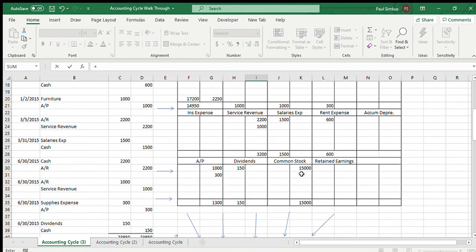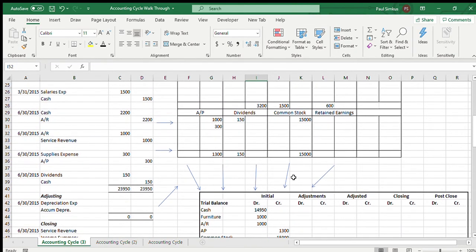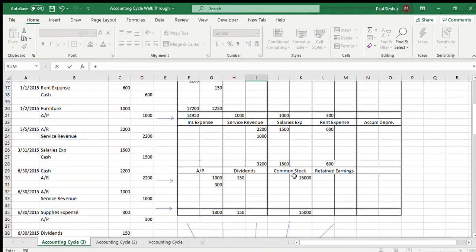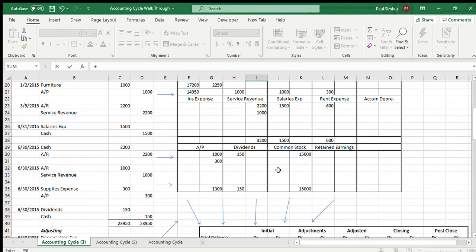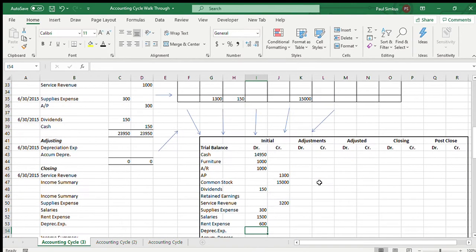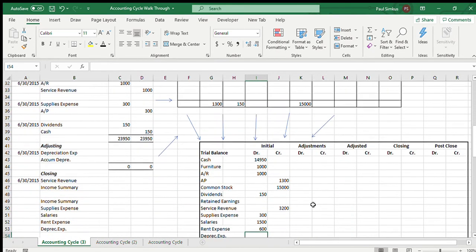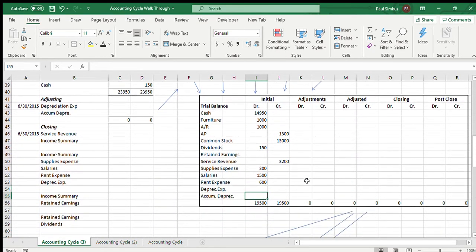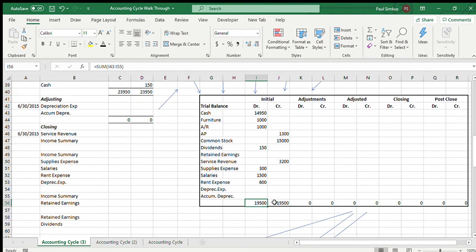Supplies expense is a debit up here. Salaries is a debit, 1,500. Rent expense is a debit of 600. Where is that? That's here. Depreciation expense, nothing yet. And accumulated depreciation, nothing yet. Okay? Okay, now let's see. Okay, my trial balance, these are the sums.